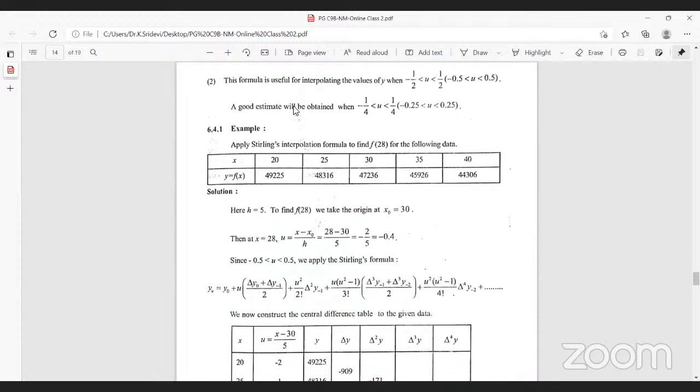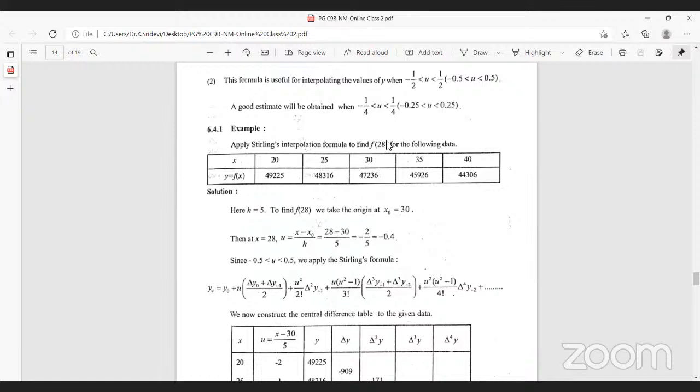So now, according to this formula, we can take one example here, that is finding the functional value at x equal to 28. For the given tabular values, what are the x values? 20, 25, 30, 35, 40. Five values are there. And what is the middle value? X naught, 30.